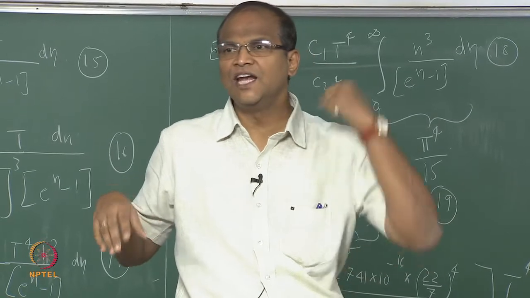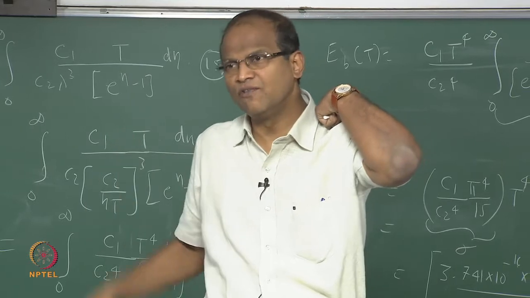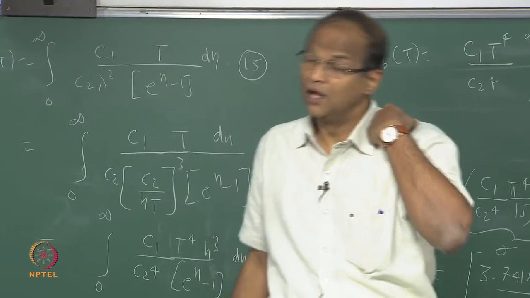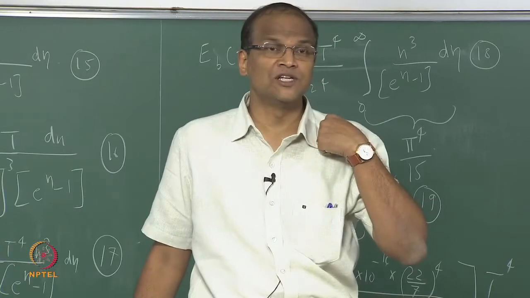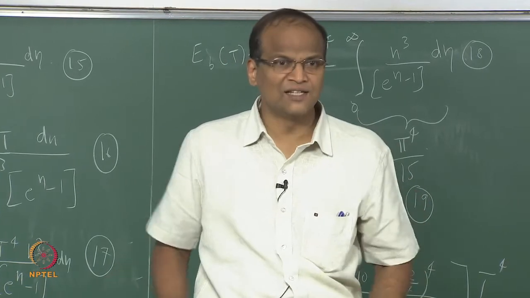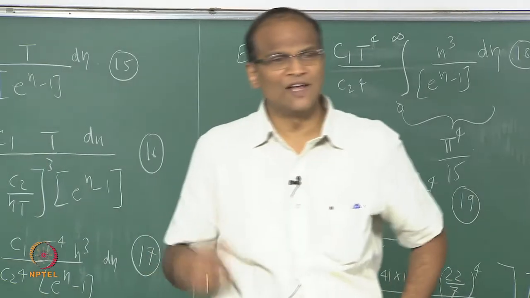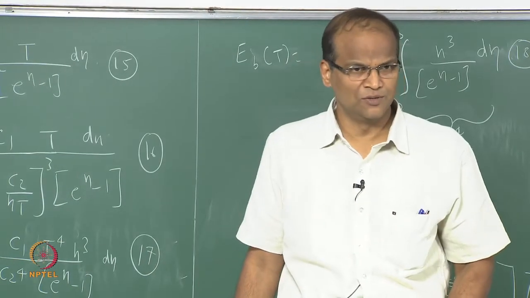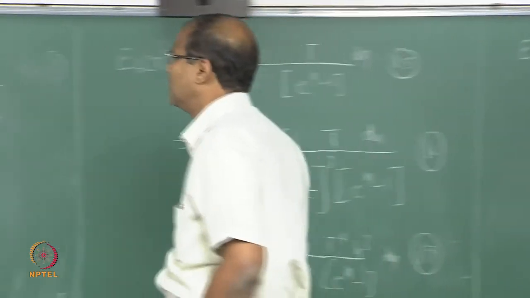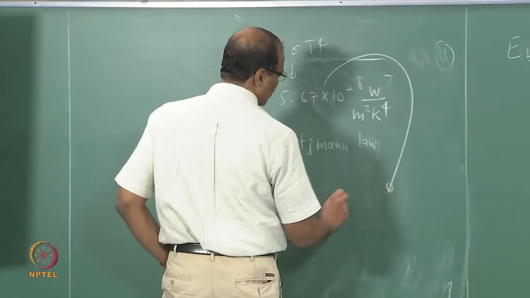So if you write A T to the power of 4, and match it with the experiments, that A will turn out to be 5.67 times 10 to the power of minus 8. However, if the Planck's distribution is also integrated from lambda equal to 0 to infinity, it will result in the same value of 5.67 times 10 to the power of minus 8. Therefore, it further validates Planck's black body distribution function. And this is called the Stefan Boltzmann's law, and this is called the Stefan Boltzmann constant.